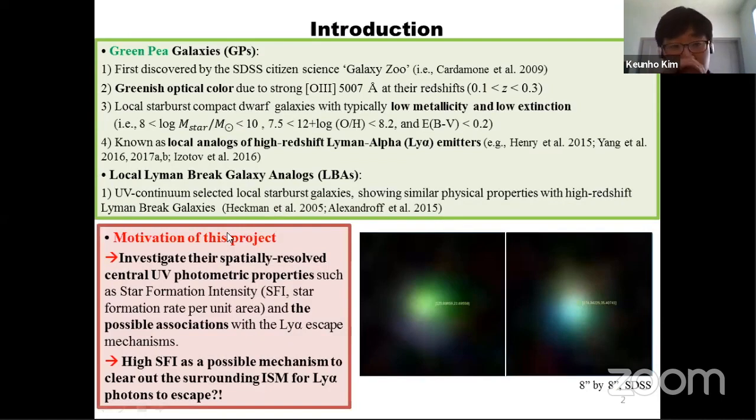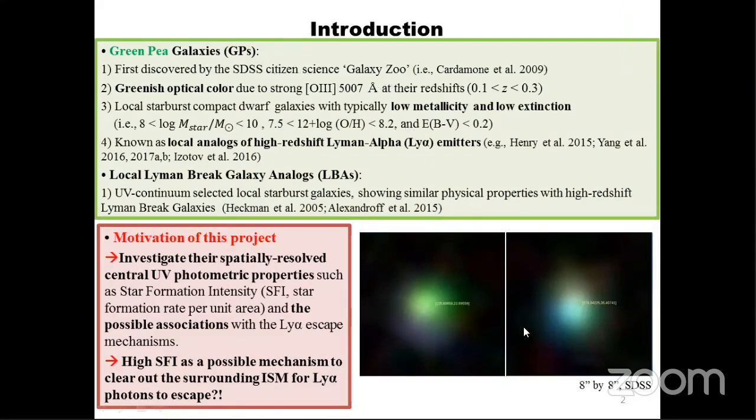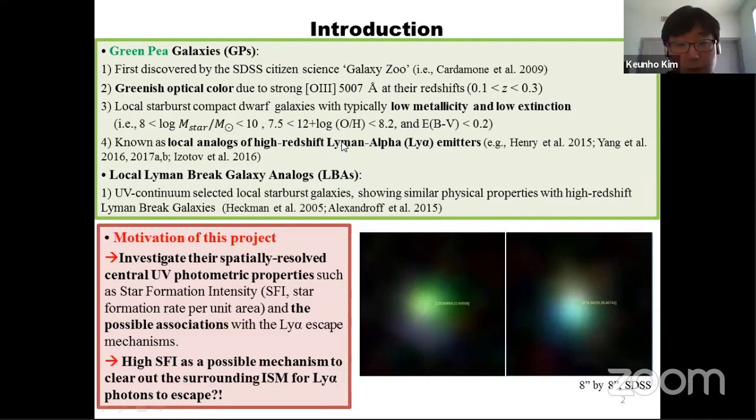Okay, what are Green Pea galaxies? They are local starburst compact dwarf galaxies with typically low metallicity and low extinction for their stellar mass. They were first discovered by the SDSS Galaxy Zoo project. As inferred from their nickname, their optical color is greenish due to the strong O3 emission line at their redshift.